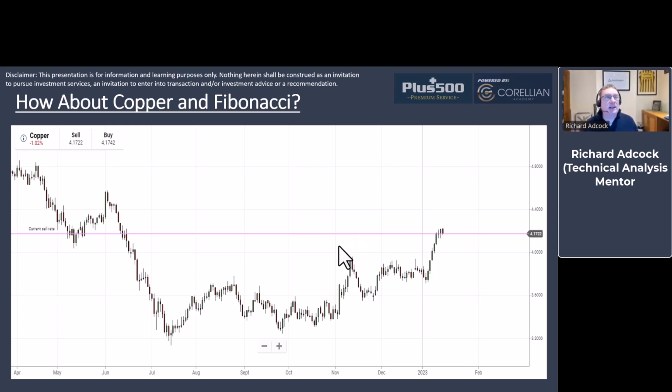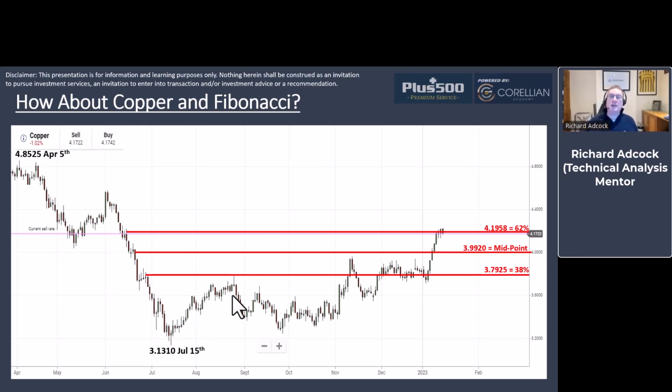Well, this is the longer-term weekly chart of copper. And if we take the April 5th high together with the July 15th low and use these as the significant high and low on which we're going to calculate retracement points, we can see that the retracement levels have highlighted trigger points within the market, i.e. when we start to break above them, we see acceleration phases.